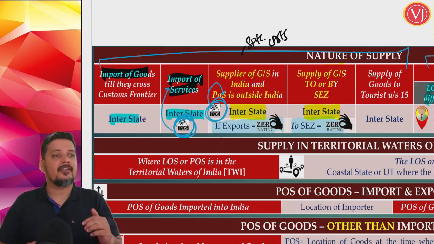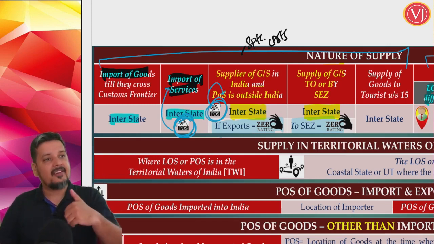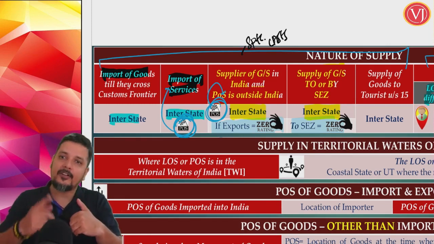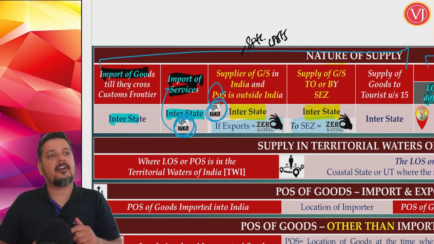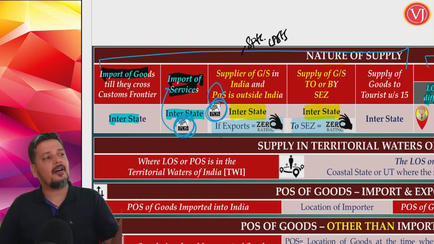See, understand the difference. Supply by SEZ is also IGST. Supply to SEZ is also IGST. But what is zero rating? Only supply to SEZ, where you will not pay output tax, but still you will get the input tax credit and you will claim the refund.